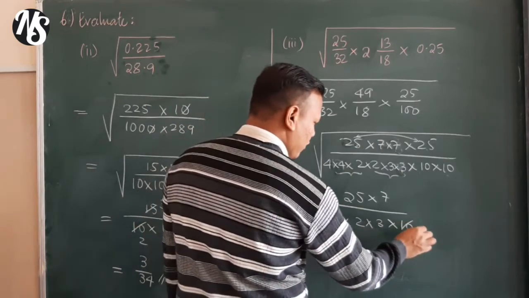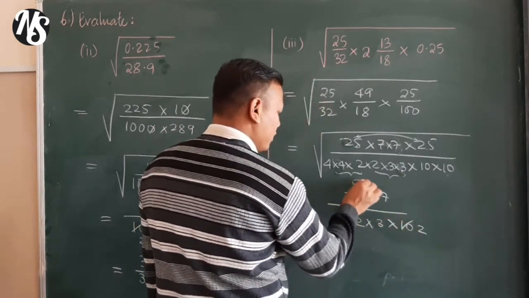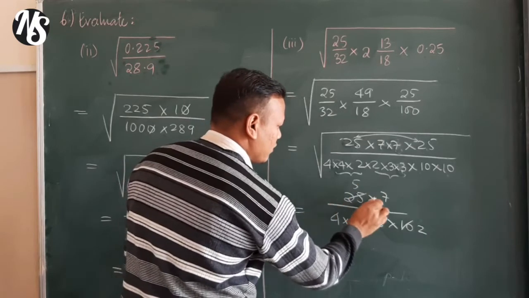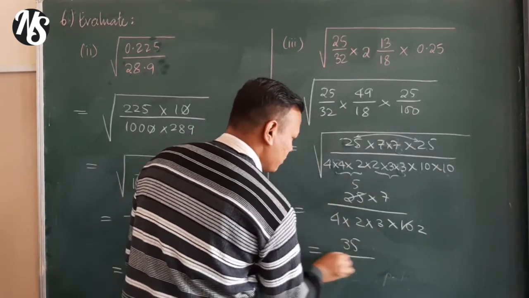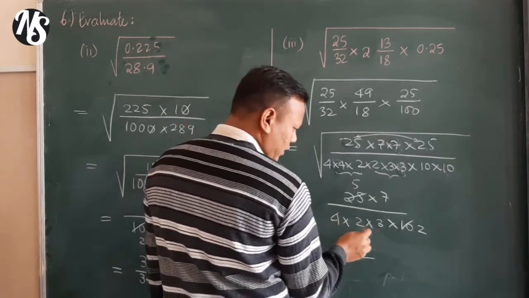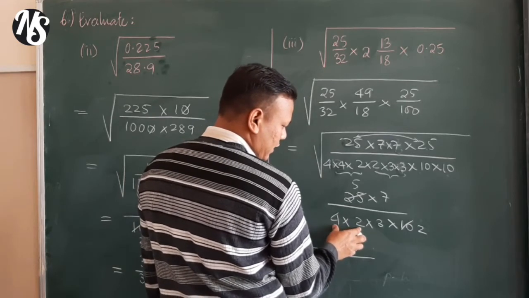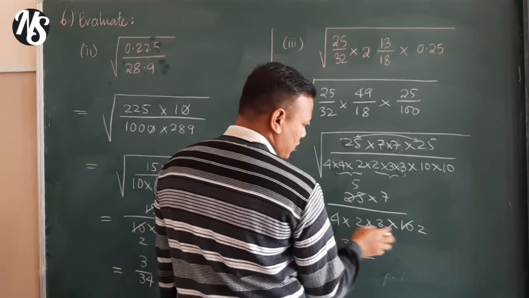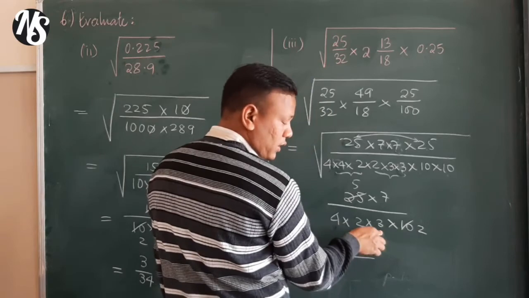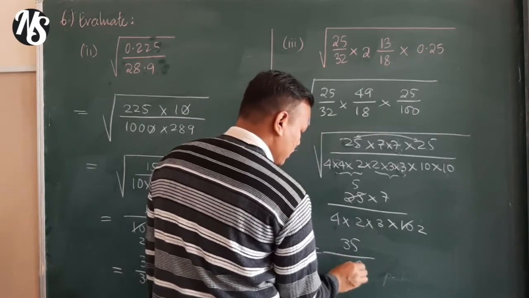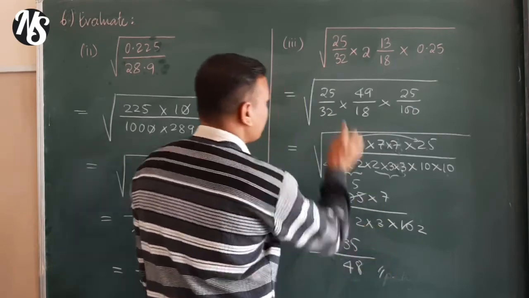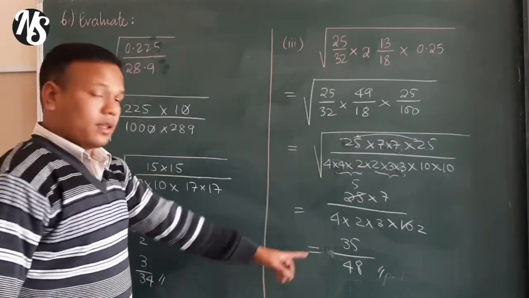Yes, so we have 5 2s are 10, 5 5s are 25, 5 7s are 35, so let's multiply. So this is 4 2s are 8, 8 2s are 16, 16 into 3 is 48, right? So that means your answer for this turns out to be this much.